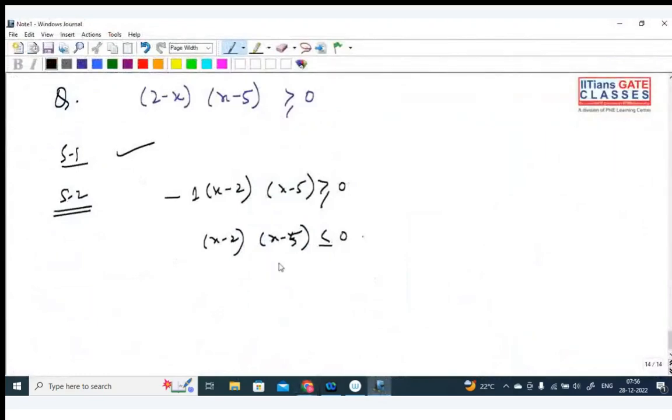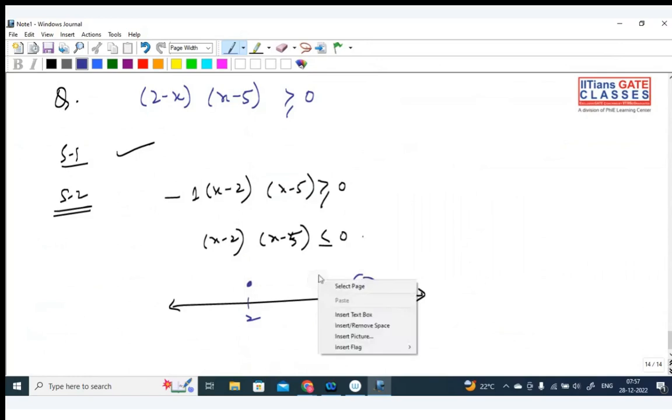So your expression should now be x minus 2, x minus 5, and this should be less than 0. Now you can draw the number line. So this is 2 and this is 5. Start with positive. We are going to put dots here because the dot is very, very important, not the circle. Now this is positive here, so this should be negative.